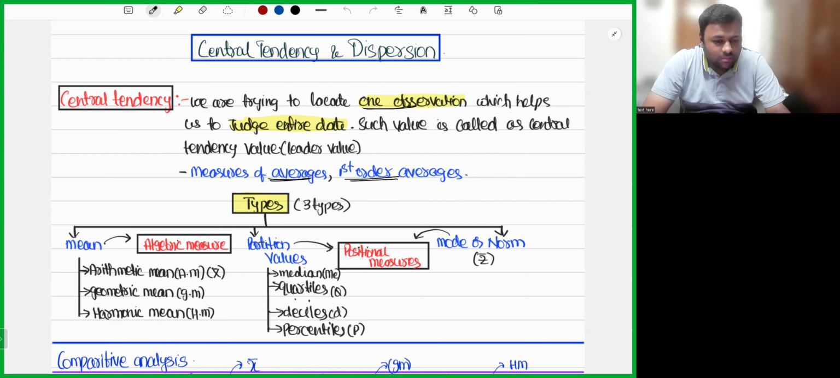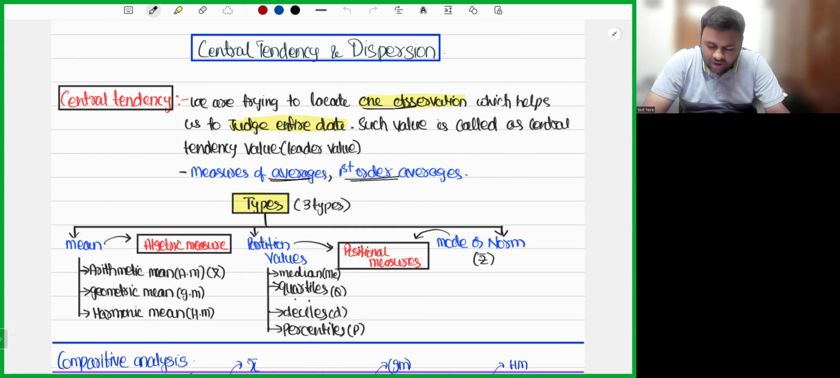Arithmetic mean. What is arithmetic mean? Sum of observations divided by number of observations. What are the formulas? Summation of x by n in case of individual data. Summation of fx by summation of f in case of discrete data. Summation of m into f divided by summation of f in case of continuous data. We have deviation formulas also, but those deviation formulas are useless. Just remember that in deviation formulas, mid value will be the assumed mean. That is a plus summation of d divided by n will be the formula.